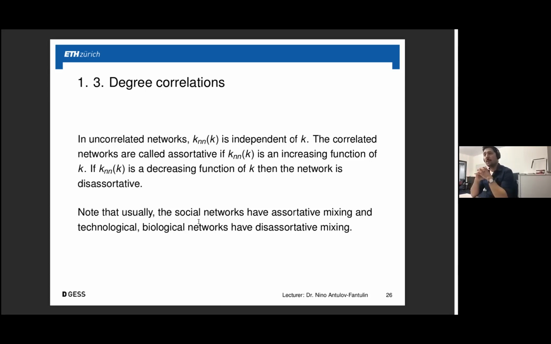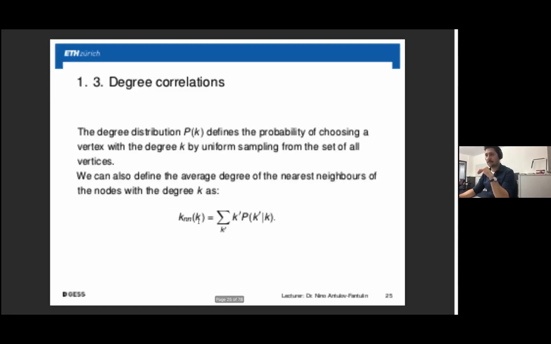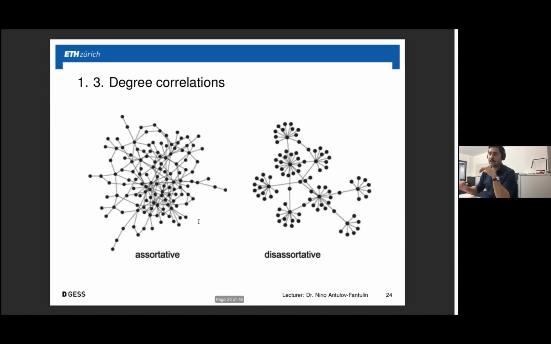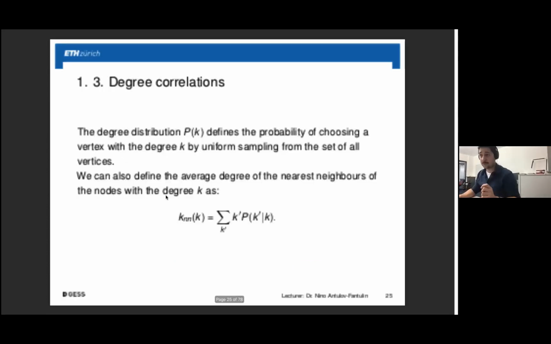In a correlated network, where the correlation is positive, k_nn(k) has a positive slope, it is larger than 0. We call these networks assortative. And when we have a decreasing function, we call it disassortative. If you see here, for example, a high degree node is connected to a lower degree node. And here it's maybe harder to spot, but it's assortative, meaning that you have positive correlations.